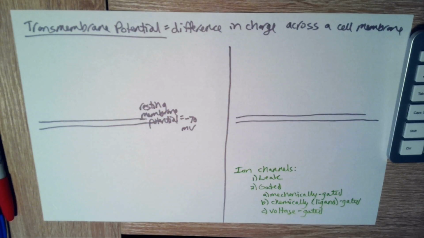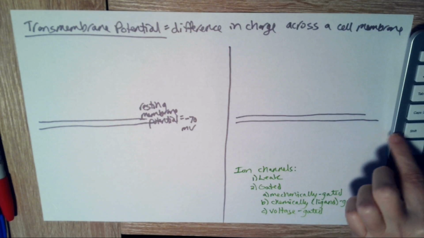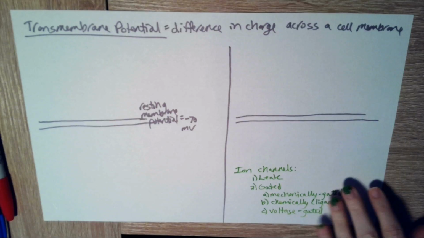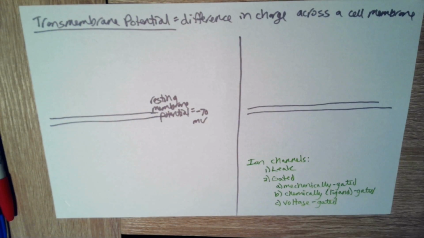Okay, so here comes probably the most important topic that we will go over this entire semester, and this is the transmembrane potential. This is something that will carry through into the next unit. It will carry through into A&P2. It's really important basic information.